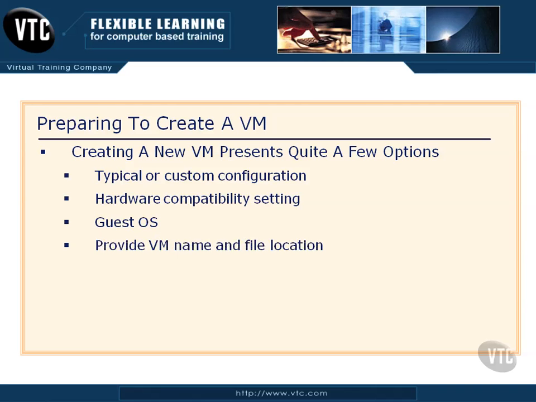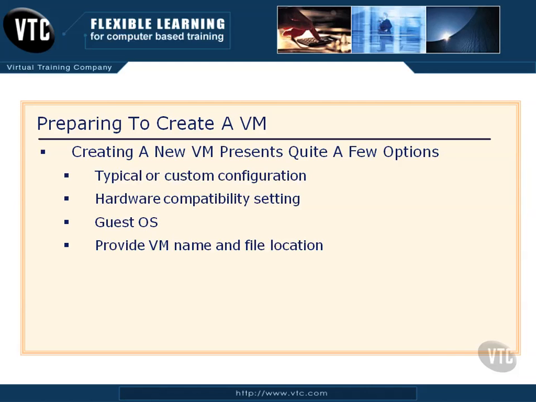Now, this is probably the most deceptive one right here, and that is you need to provide the name of the virtual machine and the file location. Now, the name's the particularly tricky one because the first one's easy, right? Windows 7. The second Windows 7 machine, though, starts to become a little more challenging. What are you going to call it? Windows 7 2? Windows 7B?